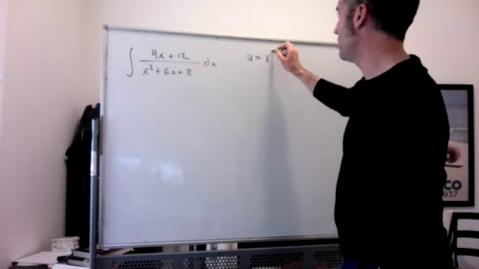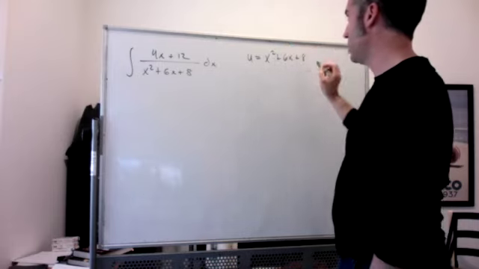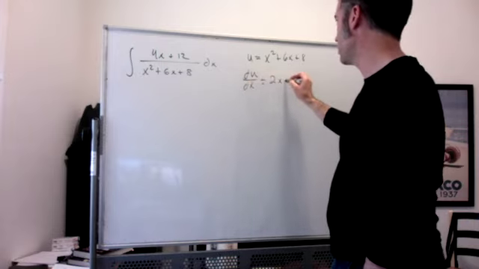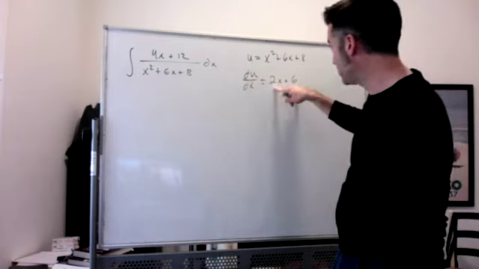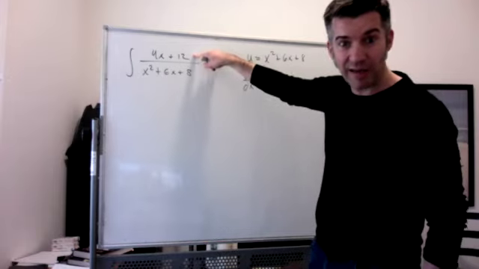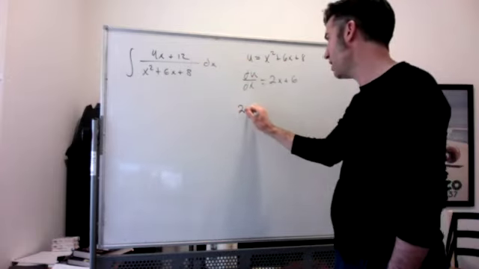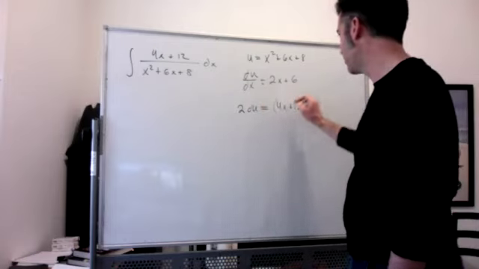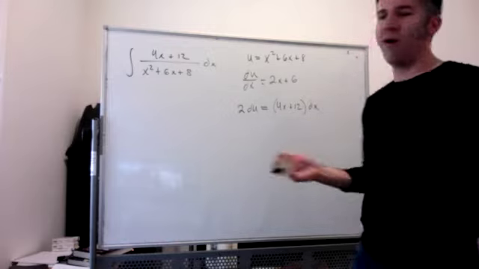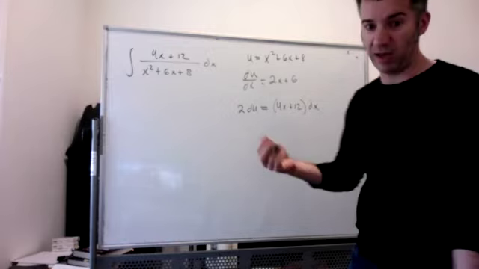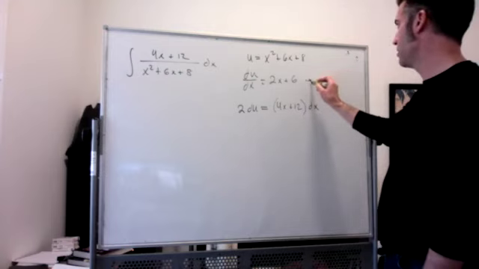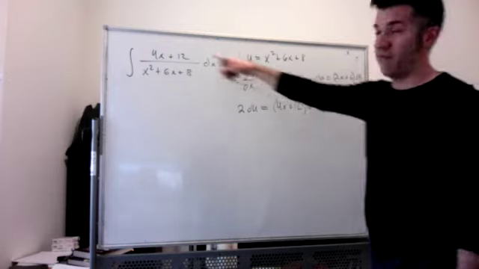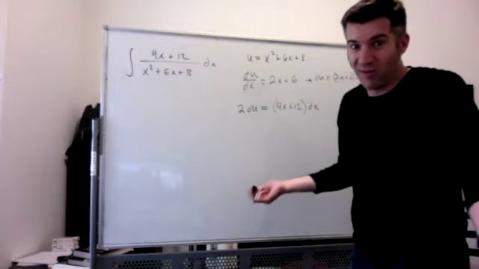U is the denominator, x squared plus 6x plus 8, and my du dx is 2x plus 6, and this times 2 is exactly that. So I can say that 2 times du is 4x plus 12 times dx. Or, if you prefer, some people might say du is 2x plus 6 times dx and then factor the 2 out from the top. Either way, it's the same thing.